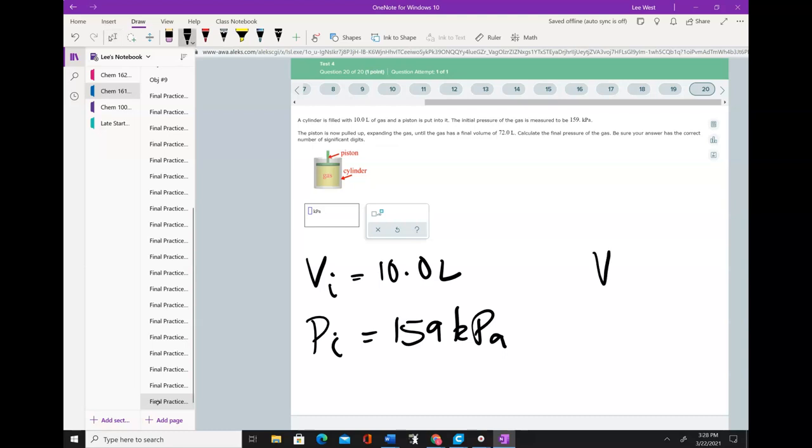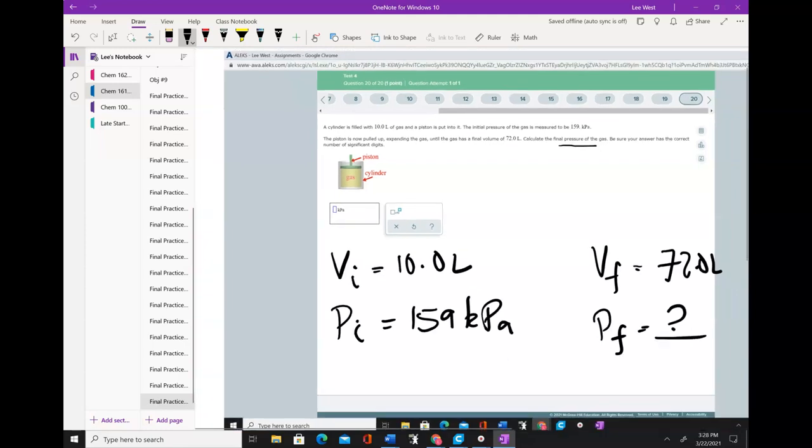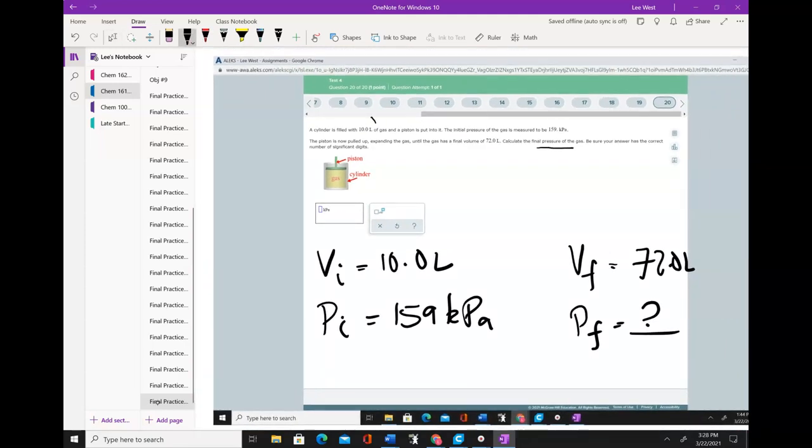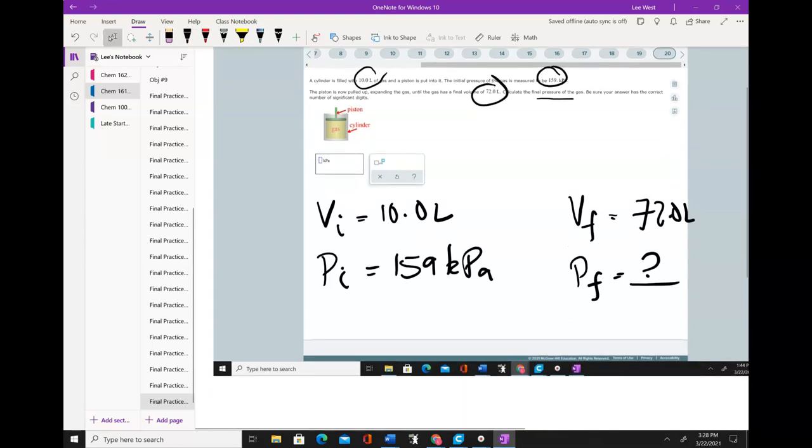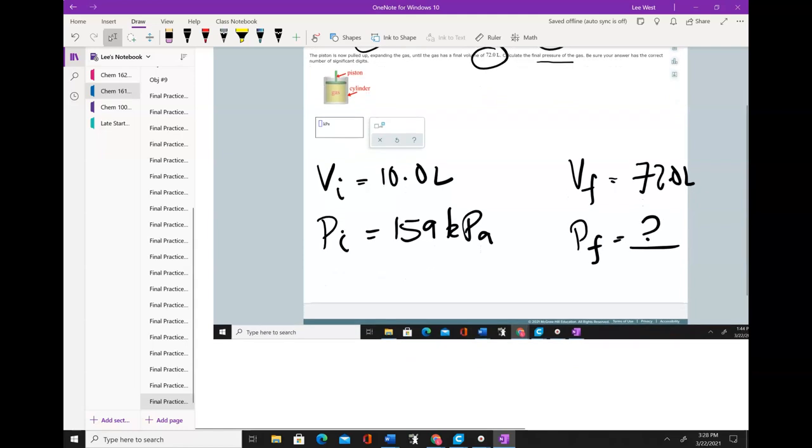So volume final, we do know what it's going to be. It's going to be 72 liters. And it says calculate the final pressure of the gas. So that's what we're after. Be sure your answer has the correct number of significant figures. So everything here looks like it's got 3 sig figs. So gas laws, we're only ever doing multiplication and division, so my answer should have 3 sig figs.